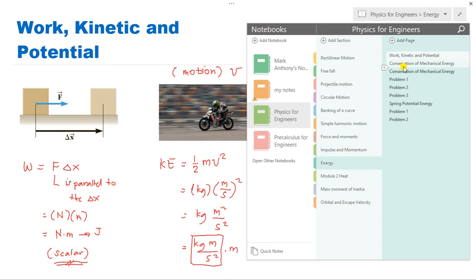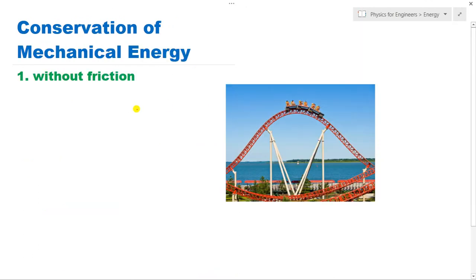Let's go to conservation of mechanical energies. In conservation of mechanical energies, we consider two situations. The first one is without considering friction, meaning this is an ideal condition. And of course, it doesn't happen in reality, because in reality we have a lot of friction and air resistance.